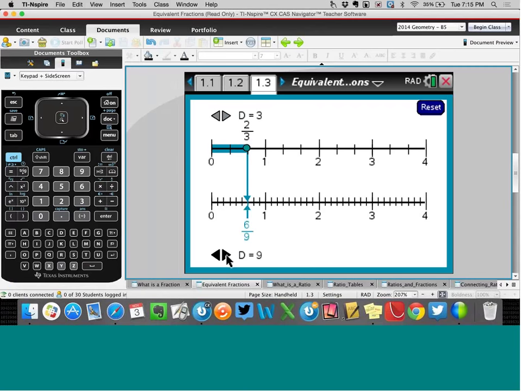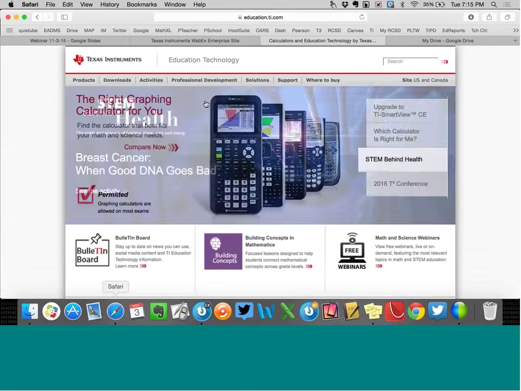But we'll say that 2 fractions are equivalent if they're located at the same point on the number line. And I know that a couple of people have said that in the chat windows. So two fractions are equivalent if they're located at the same point on the number line.